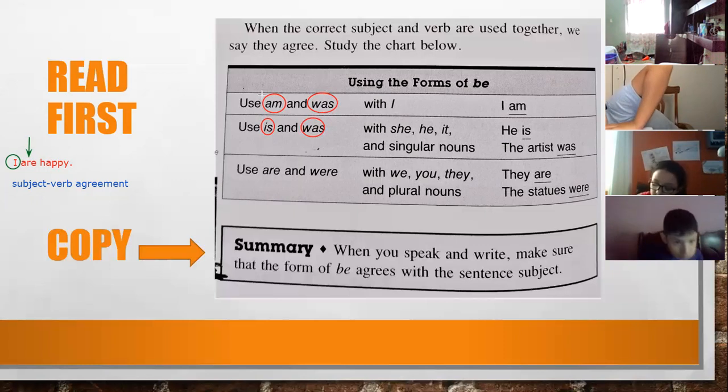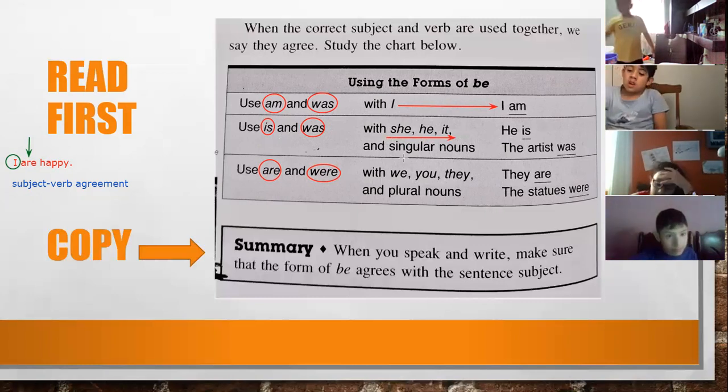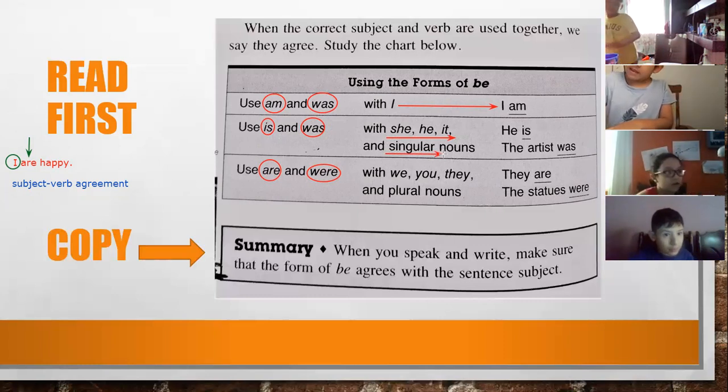Please. Okay. So am, present, was, past. Am is used with I, I am. She, he and it is with is, he is, she is, it is. Also it is used with singular nouns, like my mother is, my sister is, the teacher is, the dog is, the house is. Is with a singular noun, okay? The street is, the planet is, Saturn is a singular noun.